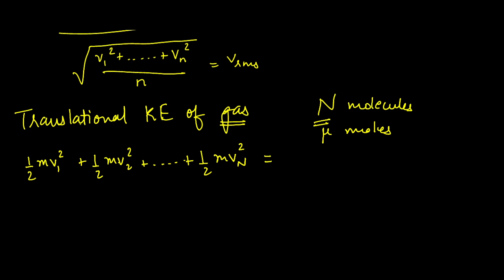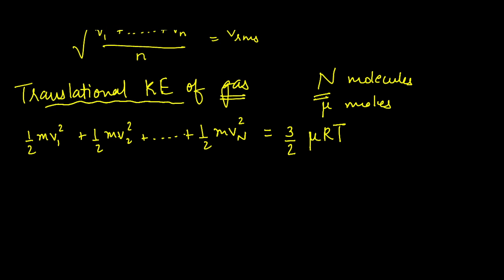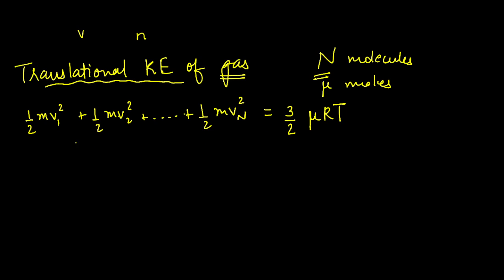But we know that the translational kinetic energy of the gas is equal to 3 by 2 μRT, isn't it? We derived it last time. Translational kinetic energy of the gas is 3 by 2 μRT, right? Okay, so this addition is 3 by 2 μRT. Now what is common? Because the mass of every molecule is the same, m is common here, so I will get m common. 2 is cancelled everywhere because there is a 2 on the right side as well. So this is what we got, equal to 3.